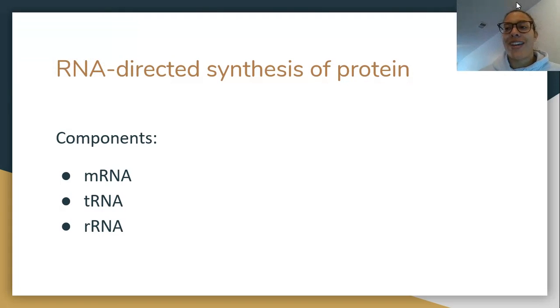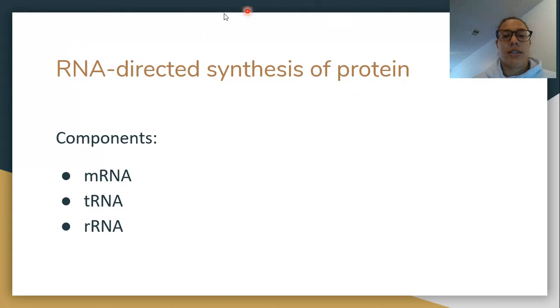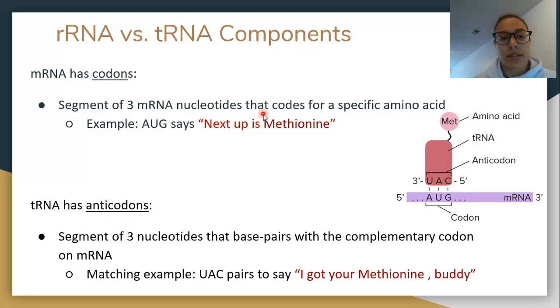So translation is going to be RNA-directed synthesis, RNA-directed creation of proteins, and it's going to utilize all of those RNA components as we're working through. We're going to be using that newly made messenger RNA transcript from transcription. It's always going to be read 3 bases at a time, and that's called a codon, right? A segment of 3 messenger RNA nucleotides. And that's going to give us the code specific for the amino acids that go along with it.